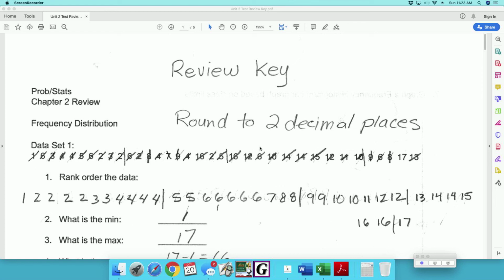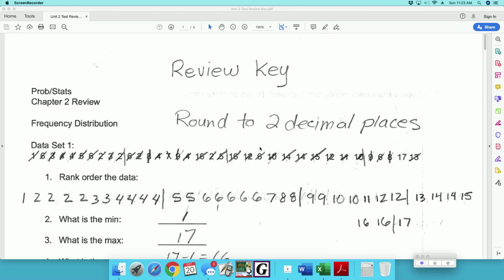Okay, today we're going to go over the Chapter 2 review and show you the key. You have a copy of this on Schoology. So if you don't know how to do the review, because you're given a blank one to work through, we'll go over how to do it. The test is going to be practically identical to the review, except for the data sets. Set 1 and set 2 will be different numbers.